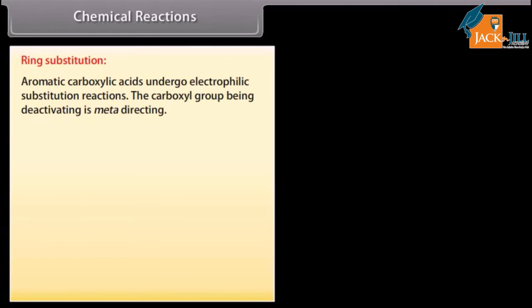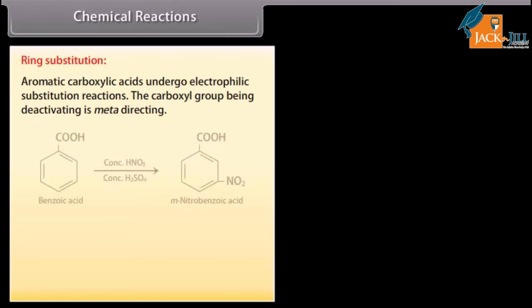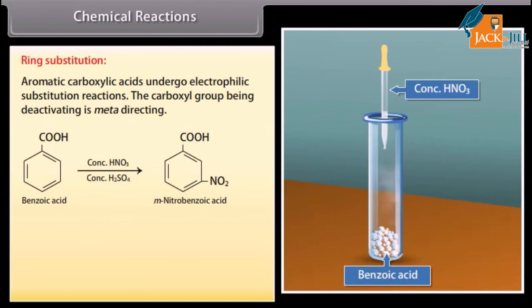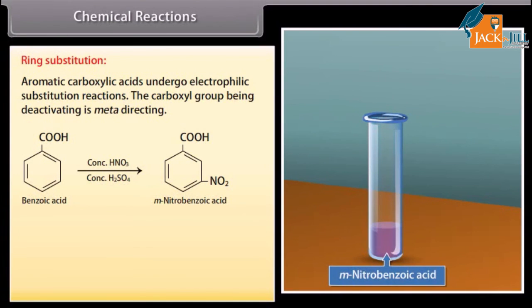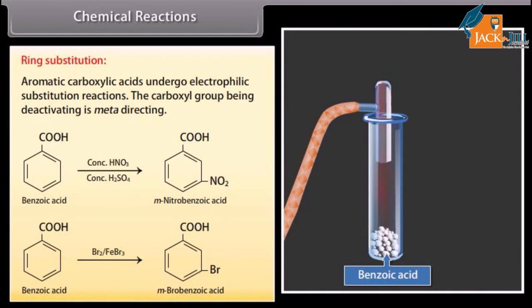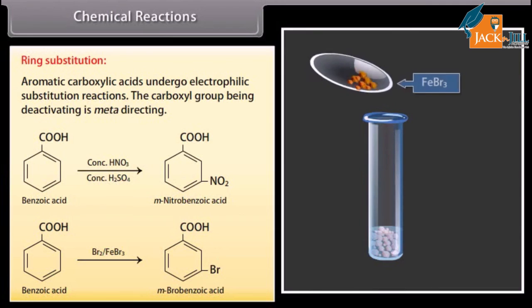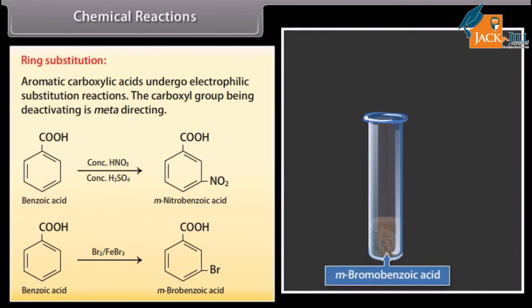Ring substitution. Aromatic carboxylic acids undergo electrophilic substitution reactions. The carboxyl group, being deactivating, is meta-directing. On adding concentrated nitric and sulfuric acid into benzoic acid, it is converted into meta-nitrobenzoic acid. On adding bromine and ferric bromide into benzoic acid, it is converted into meta-bromobenzoic acid.